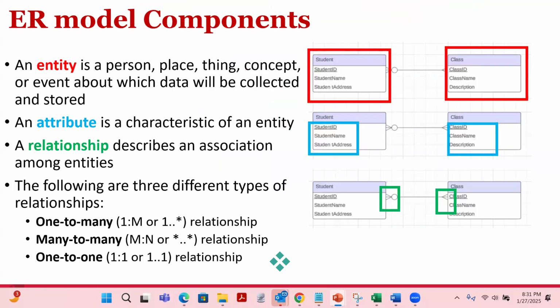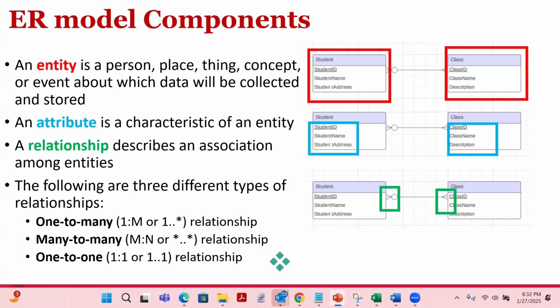So the entity relationship model has components, and the main components are entity, attributes, relationship, and constraints. So what is an entity? It's a person, an object, or a concept of interest that we will be collecting data on. In the first diagram, we have two different entities, students and classes, that are related to each other. A student can take many classes, and one class can be taken by many students.